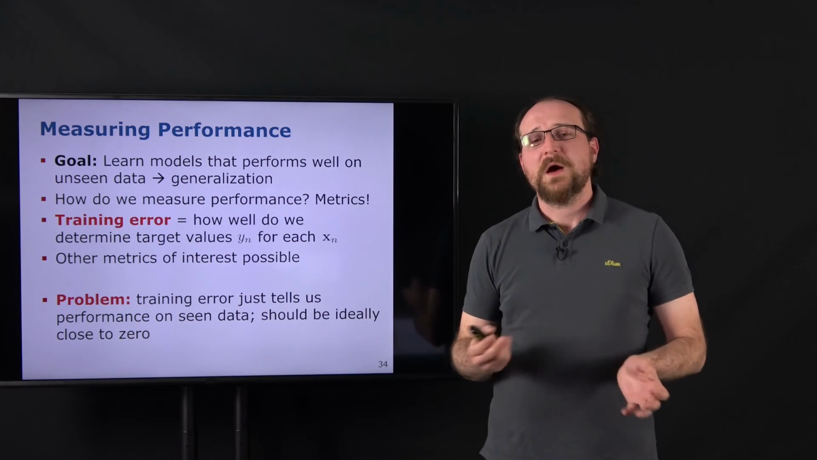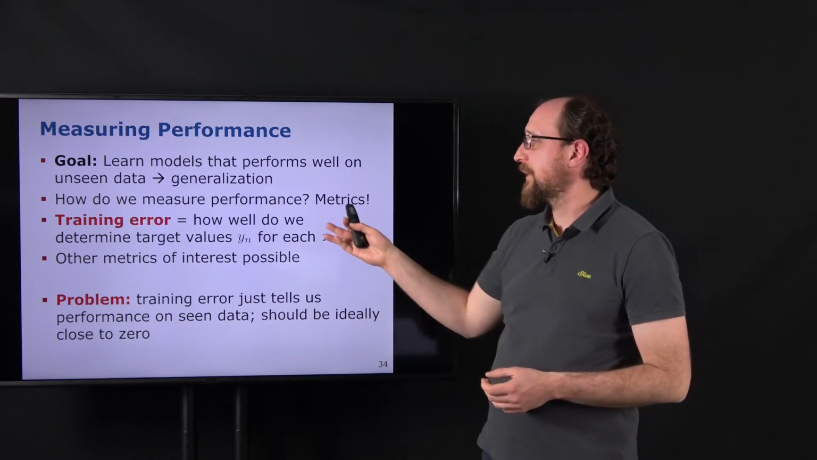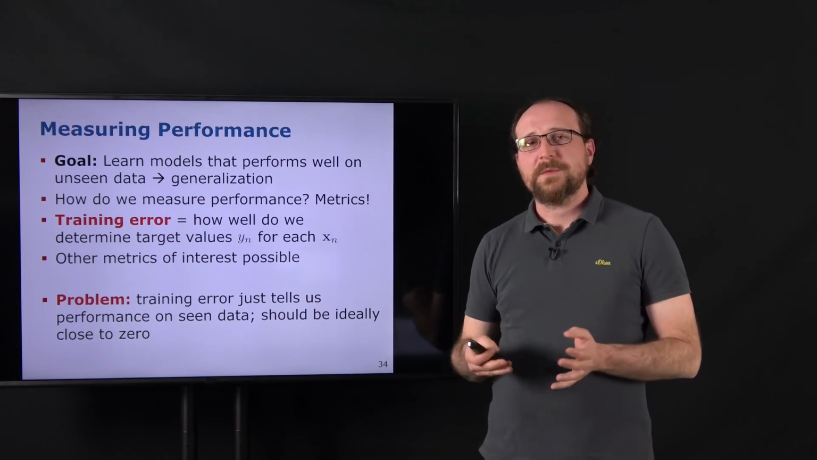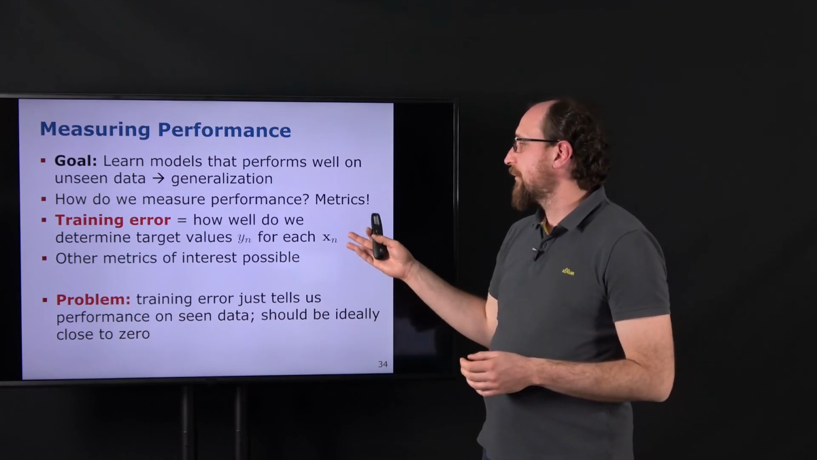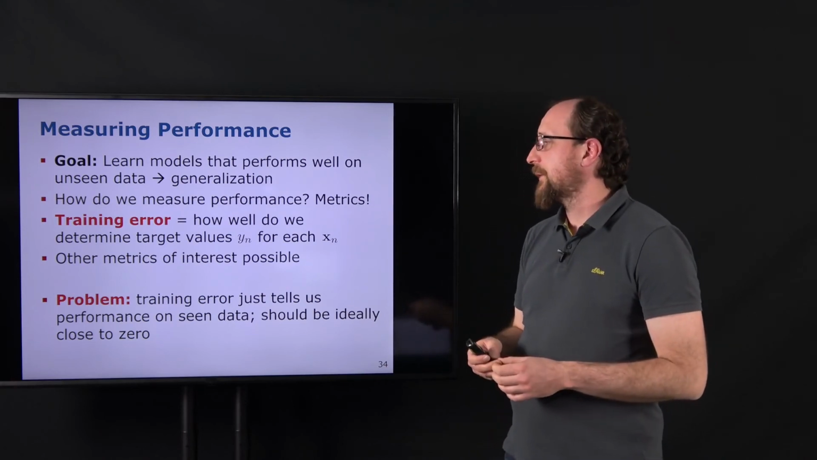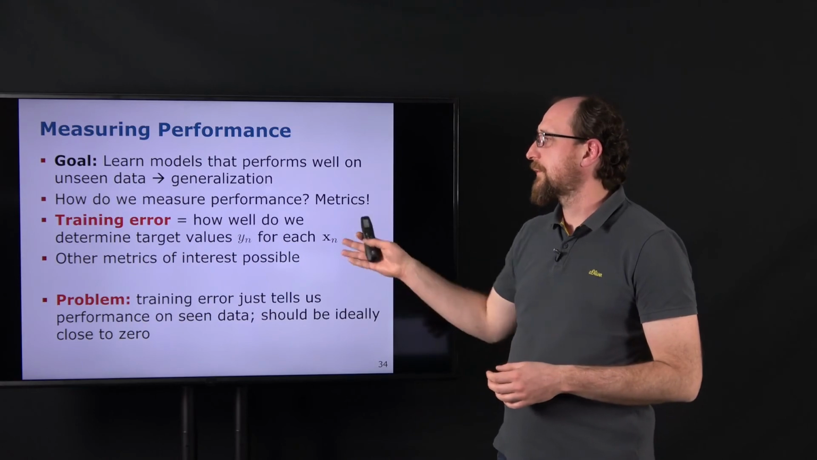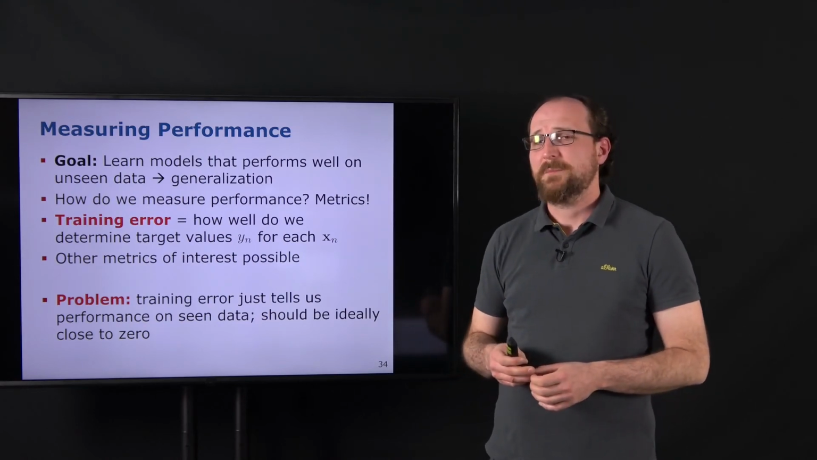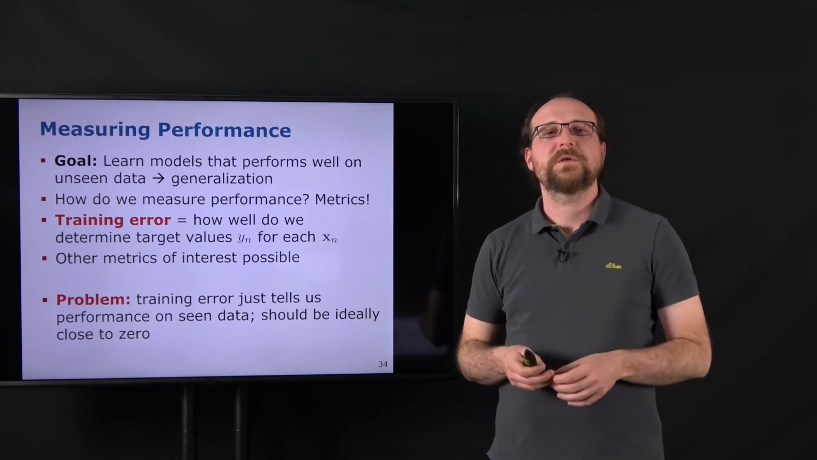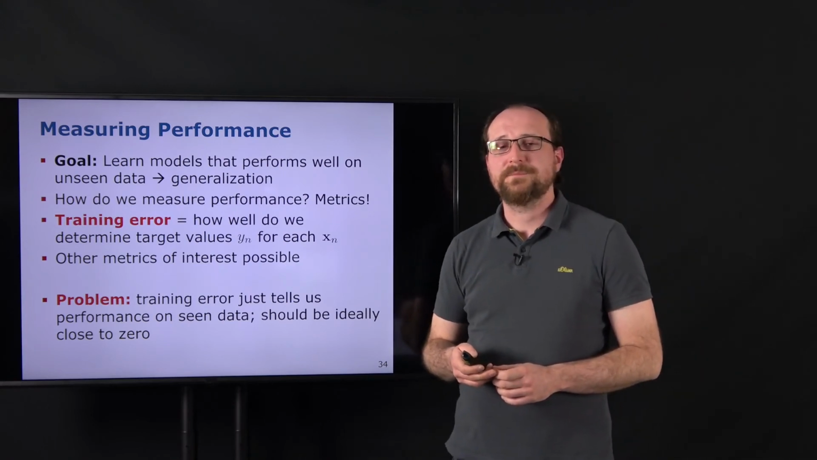So the thing is now, how do we measure the performance? For this, we are using some metrics. A simple metric is something like the training error, which tells us how well we do in determining the target values for our given training values. But we can also look at other metrics, and we will cover some metrics for specific tasks. So these are very task specific. Here in this case, we are just looking at the training error. But of course, the training error has the problem that, for instance, for our nearest neighbor classifier, because we store all the training examples, it will be 0. So it will not tell us anything about the generalization capability of the algorithm.